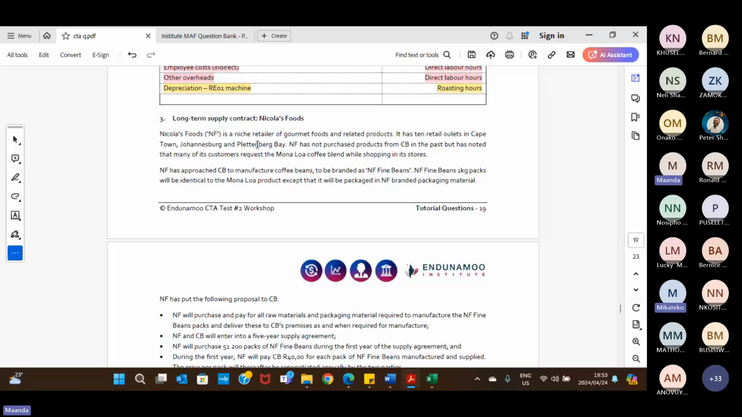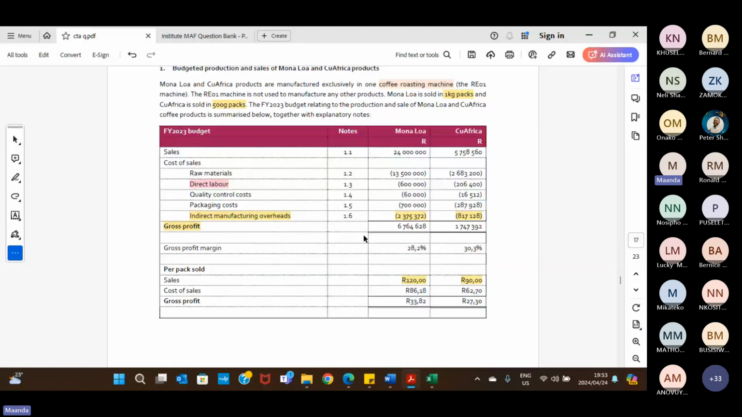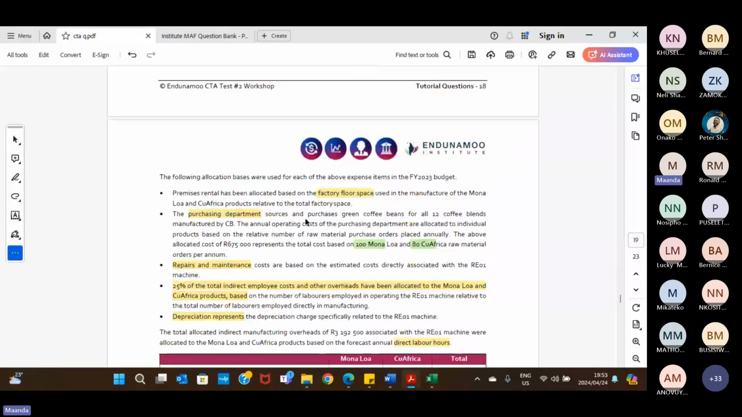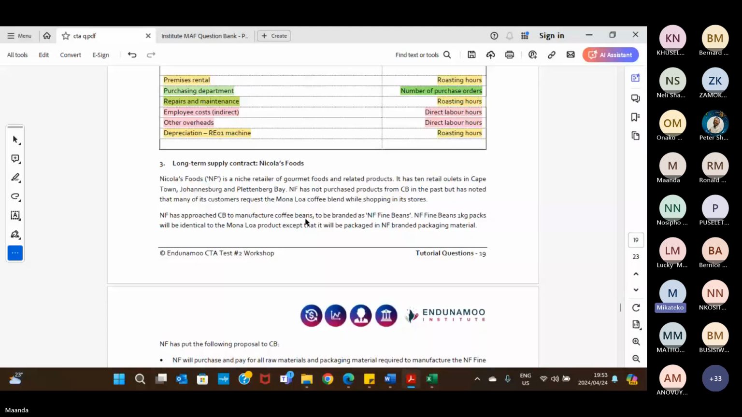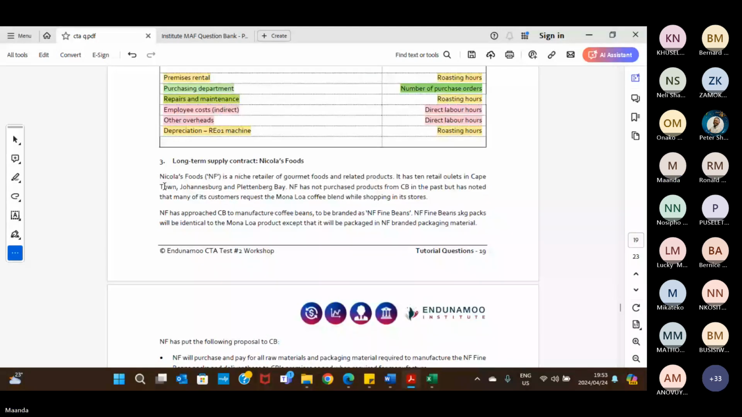Nicholas Food. Oh, okay. So there's something new that is coming through. Remember, I have my budget already, my budgeted gross profit already that is here, right? Then I'm being told: Nicholas Food is a niche retailer of garment food and related products. It has 10 retail outlets in Cape Town, Johannesburg, and Plettenberg Bay. NF has not purchased products from CB in the past.